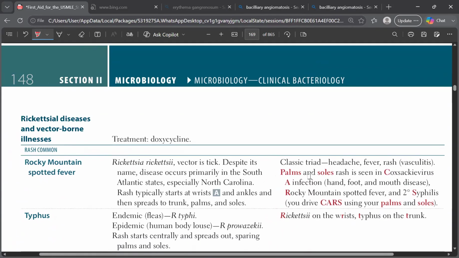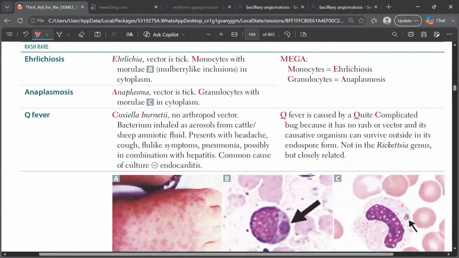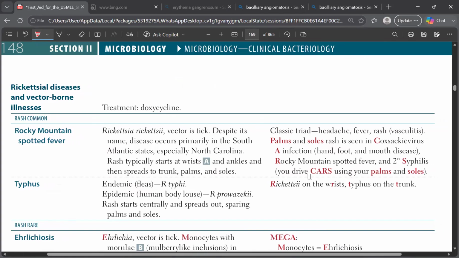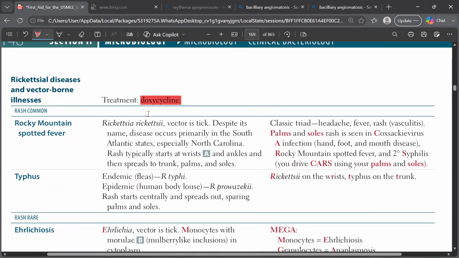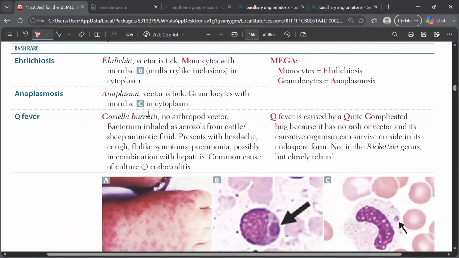Then we have rickettsial diseases and vector-borne illnesses, which are, I think, yes, the last in bacteriology, very fortunately. Rickettsial diseases and vector-borne illnesses are treated with doxycycline. The rashes that are common are in Rocky Mountain spotted fever and typhus, and the ones that are rare are ehrlichiosis, Q fever, and anaplasmosis.